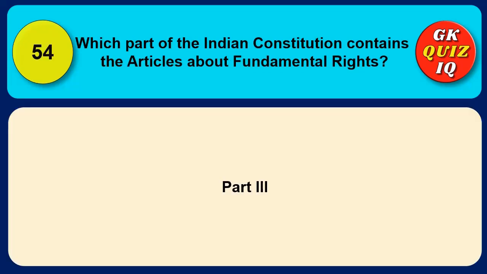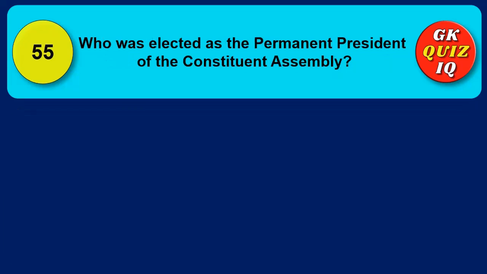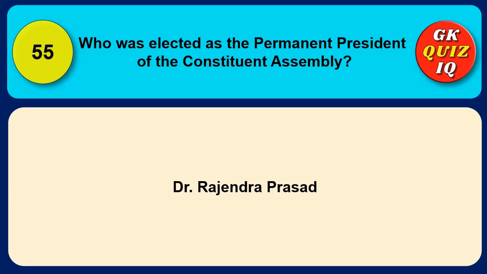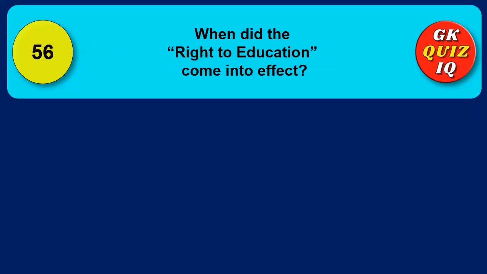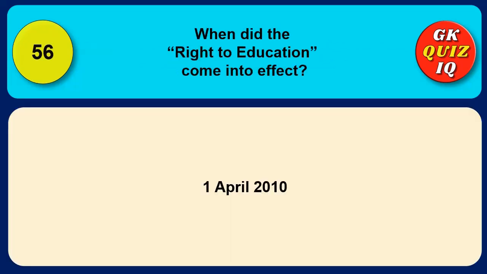Which part of the Indian Constitution contains the articles about fundamental rights? Part 3. Who was elected as the permanent president of the Constituent Assembly? Dr. Rajendra Prasad. When did the right to education come into effect? 1st April 2010.